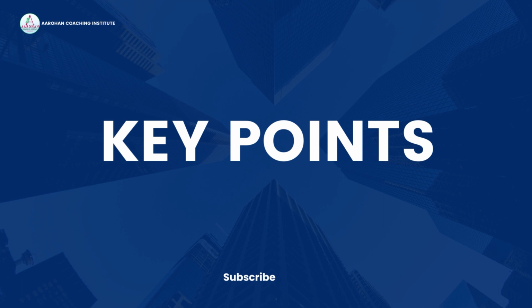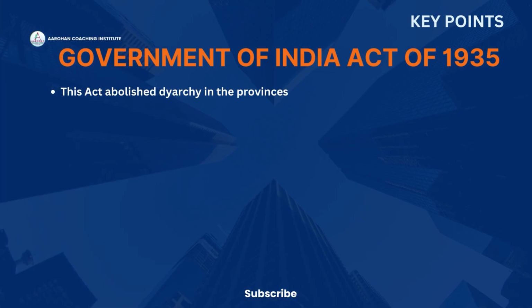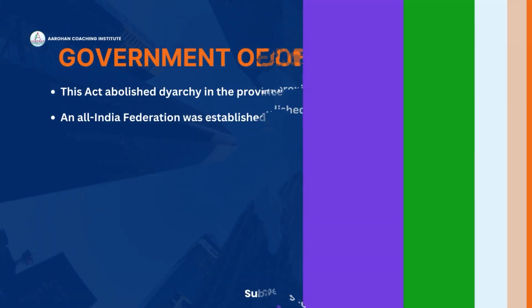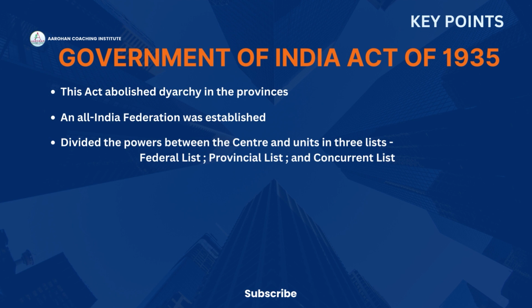Now let's look at the key points once again. Firstly, this act abolished diarchy in the provinces. An All India Federation was established, divided the powers between the centre and units in 3 lists: federal list, provincial list, and concurrent list. Diarchy was adopted at the centre.